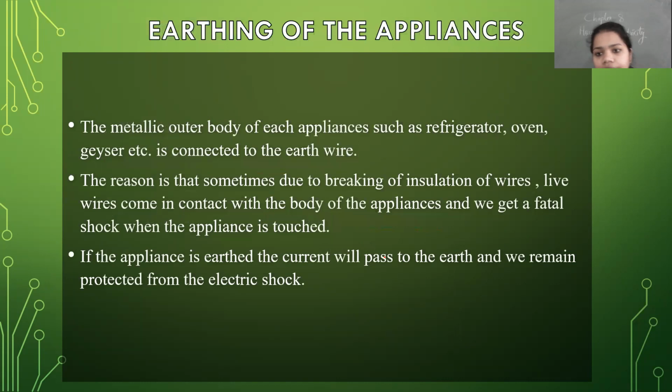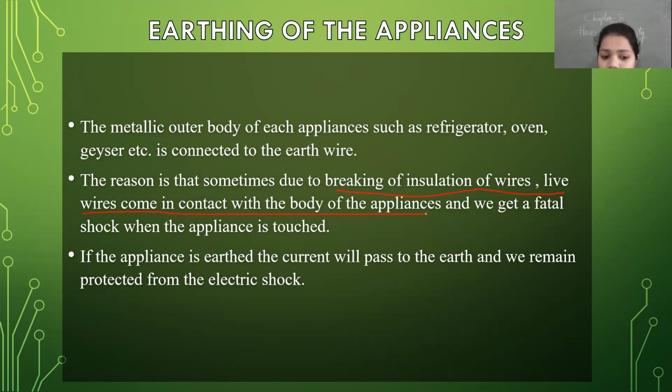Next we have earthing of the appliance. Equipments or appliances like refrigerators, ovens, the outer body of such appliances are always connected to the earth wire. The reason is sometimes due to breaking of insulation of wire, live wire may come in contact with the body of the appliance. And because of this, we may get a fatal shock through the appliance when it is touched. So to prevent this, we have a concept of earthing.